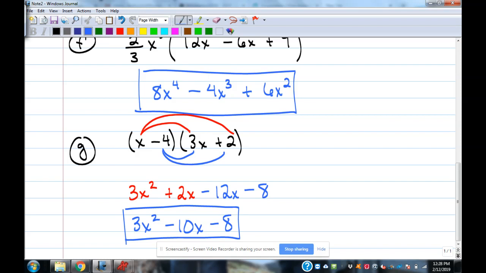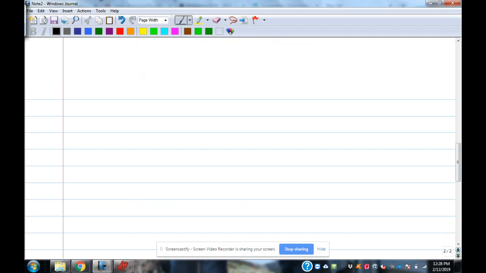Okay, so it's just distributive property twice when we got 2 things in the front. That's all we're really doing there. Okay, let's do another one. H. So we had x plus 3 times 6x minus 5.